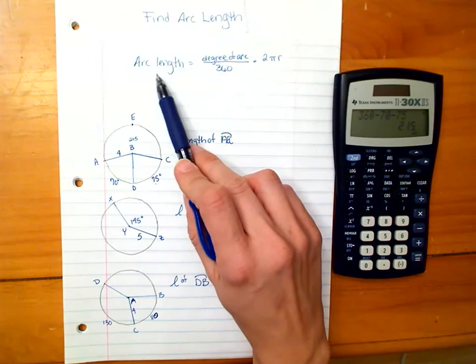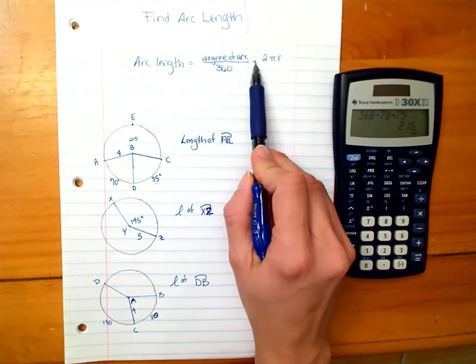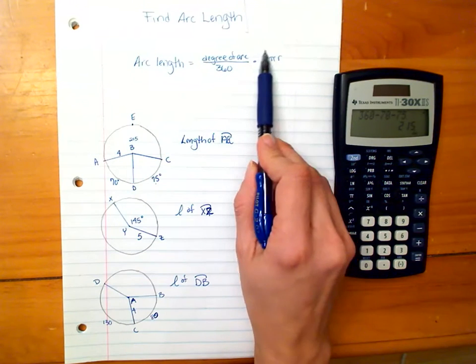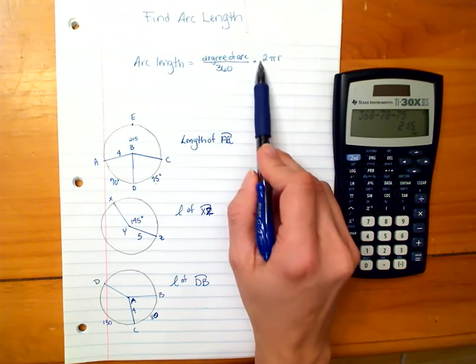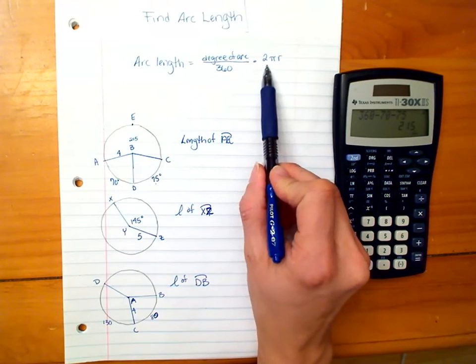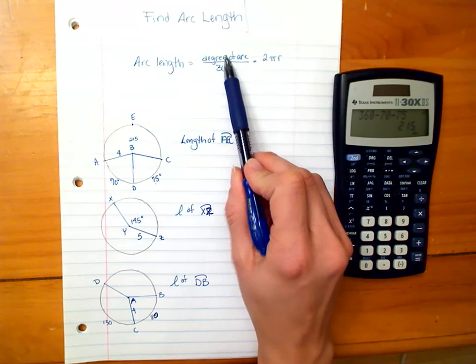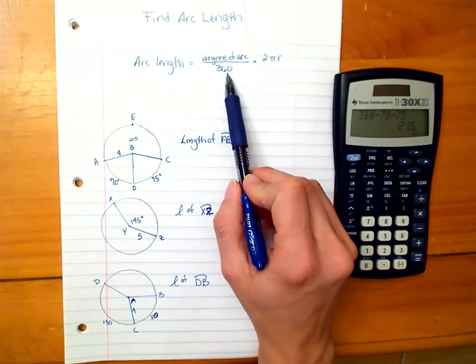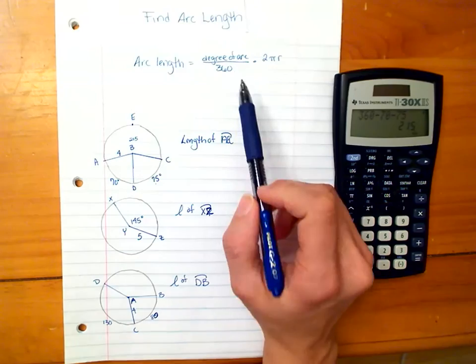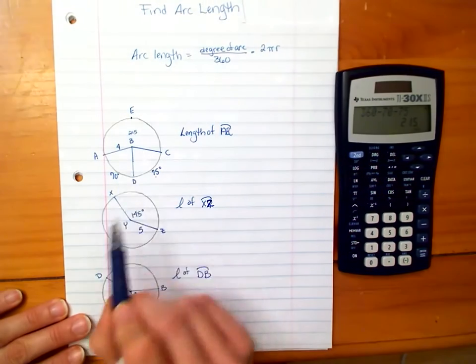Not the degree of an arc, the length of an arc. The formula is arc length equals the degree of the arc divided by 360 times 2 pi r. You might recognize this 2 pi r as the circumference. Remember, the circumference is all the way around, and I'm just trying to find part of the way around. So I take the circumference and multiply it by the part of the circle, the percentage of the circle that I have. That's kind of what this is. So keep that in mind as we're going through these. So pretend that's not there for a minute.